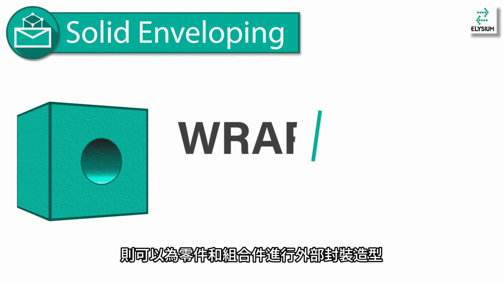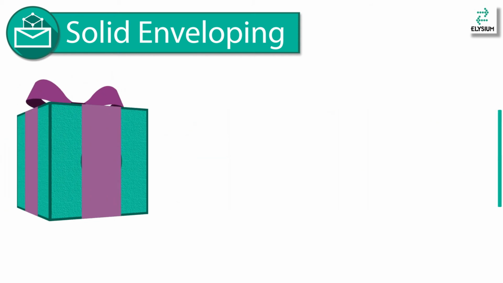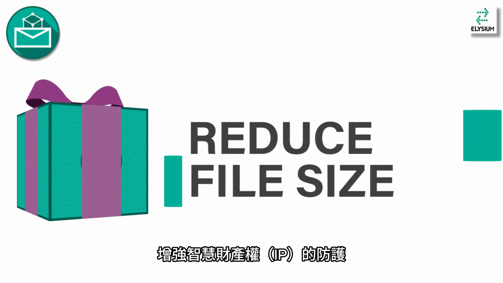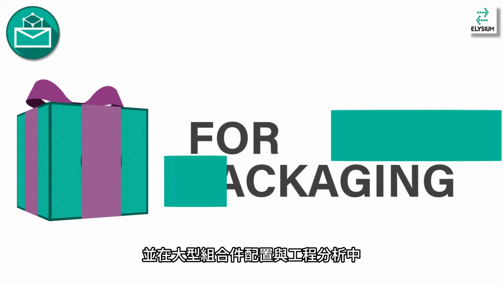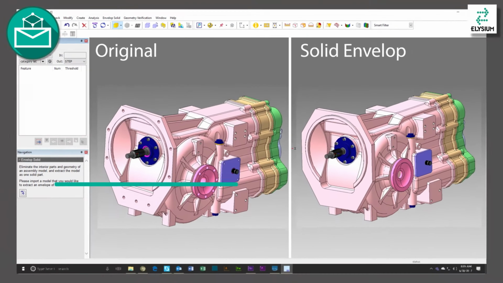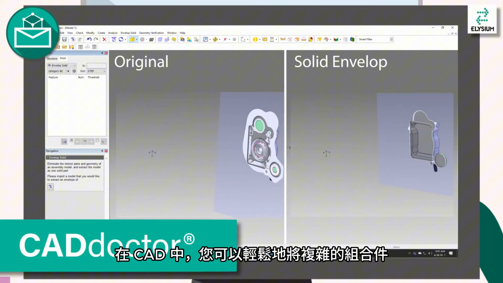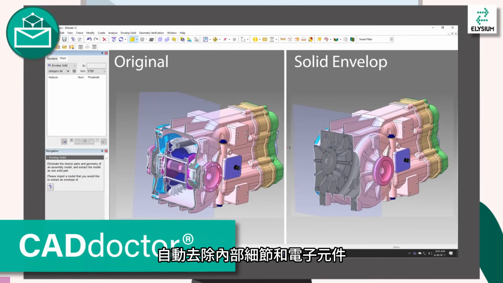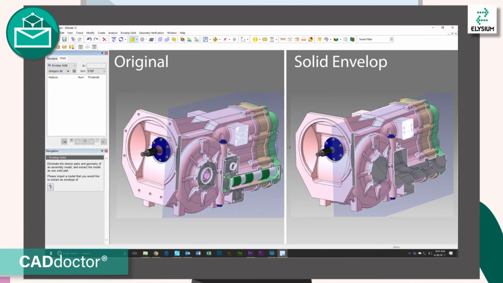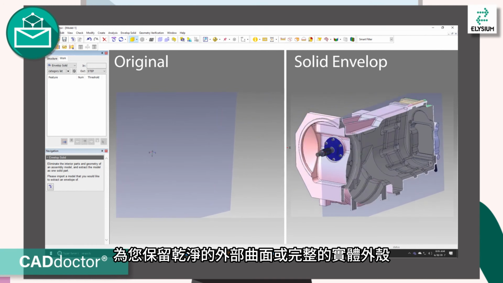Solid enveloping will allow you to wrap parts and assemblies, which will increase your speed, increase your IP protection, reduce file size, and claim space for packaging, for large assemblies, and for analysis. In CAD Etcher, you can easily take complicated assemblies and remove the internals and the intellectual components. This will leave you with a surface or a complete solid.